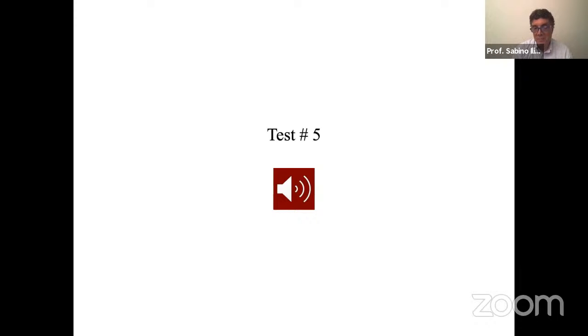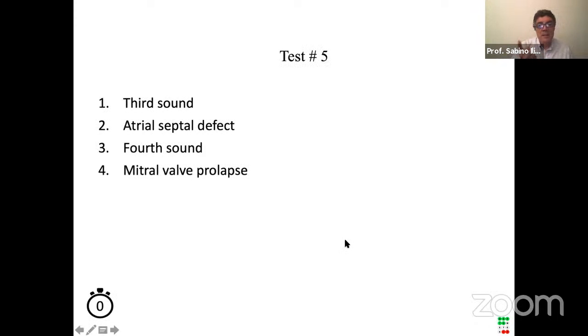So we have no murmur, just an extra sound. Let's listen again. No murmur, an extra sound. We have 3 sounds. So we have 4 possibilities: a third sound, an atrial septal defect, splitting of the second sound, a fourth sound, or a mitral valve prolapse. So let's start with the poll of test number 5.